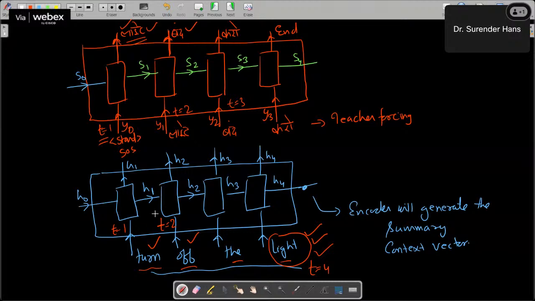So we have to dynamically generate this information at every time step of the decoder. The point is which time step or set of time steps of the encoder is important for you currently, and this mechanism is called the attention mechanism. I hope this point is clear to all of you.